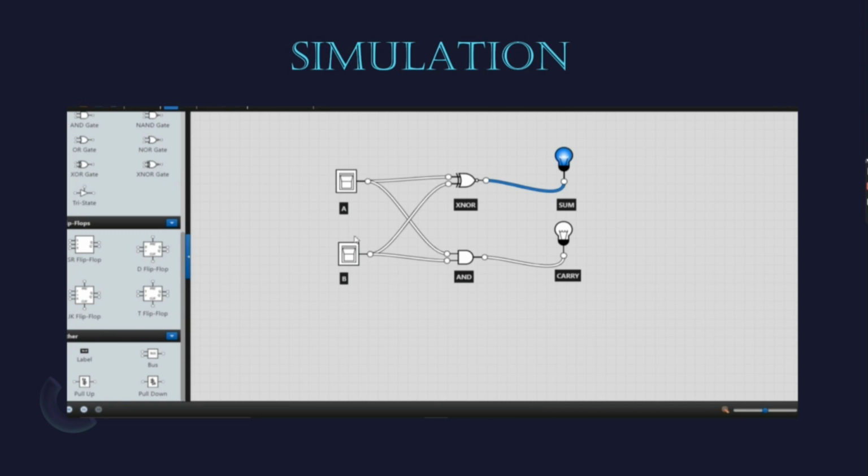If both the inputs are 0, the sum has 0. If one of the inputs is 1, the sum is 1 and the carry is 0. If both the inputs are 1, the sum has 0 and the carry has 1.